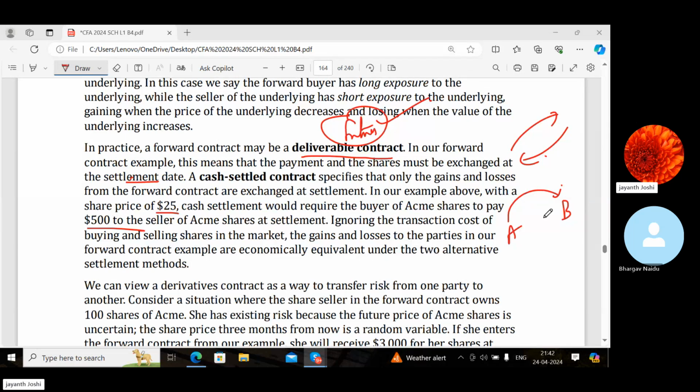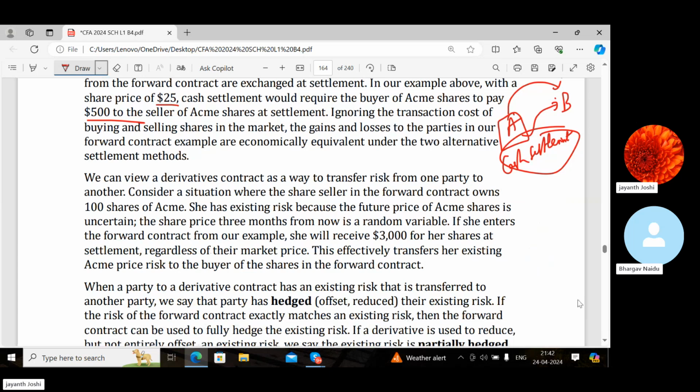So you understood, right, Bhargav? In this, from A's account, the money will be deducted and will be credited to B's account. That is cash settlement, right? Yes, sir. We discussed that in the case of futures. And we can view a derivatives contract as a way to transfer risk from one party to another party.